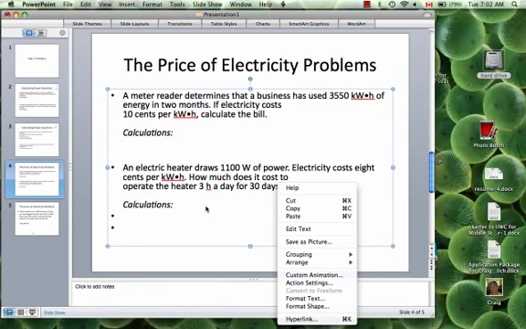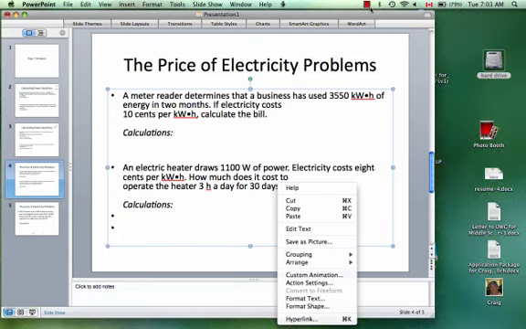So there are some samples of how we might do problems related to two things: our power plus the price of electricity.